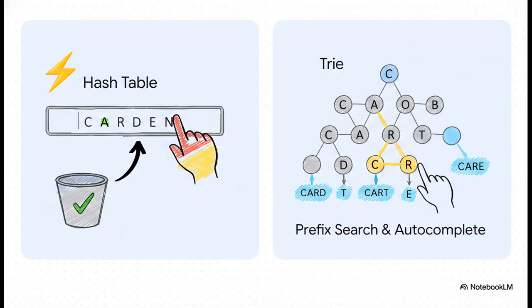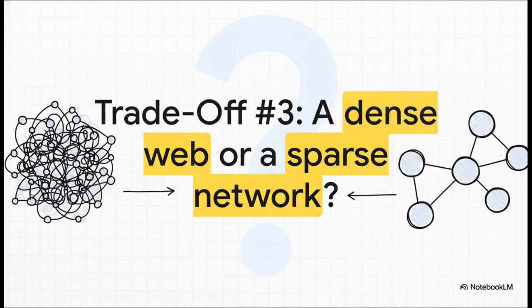Okay, for our final trade-off, let's talk about representing connections. Like a social network or a map of cities. The big question here is, how connected is your data? Is it a dense web where pretty much everything is linked to everything else, or is it more of a sparse network with just a few connections here and there?